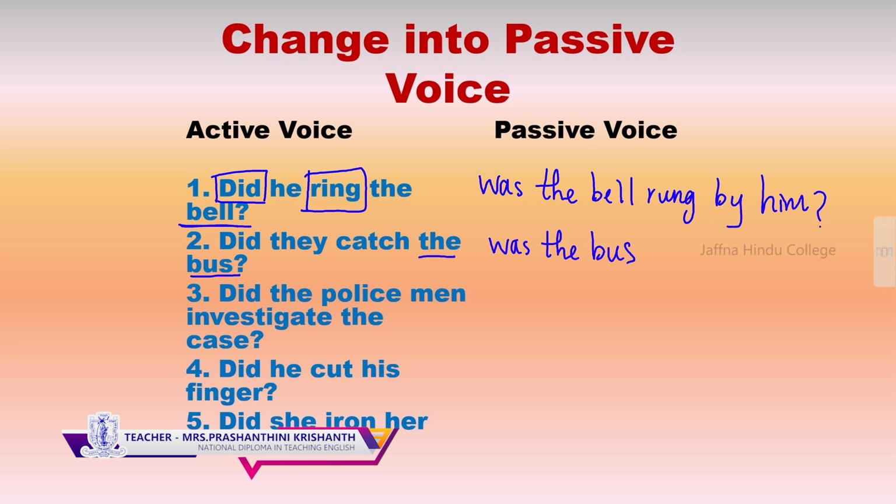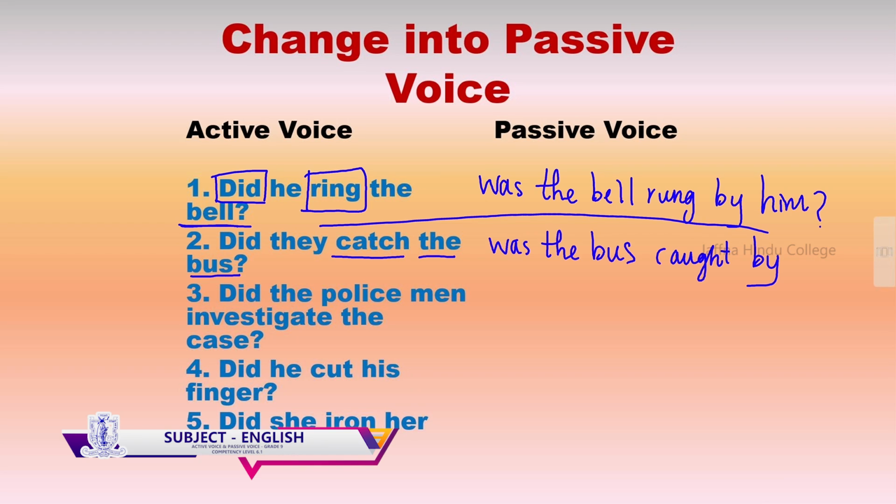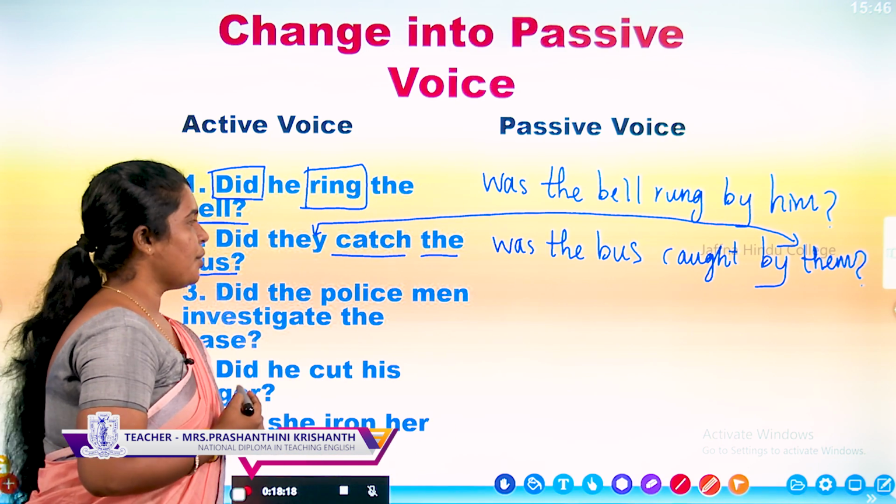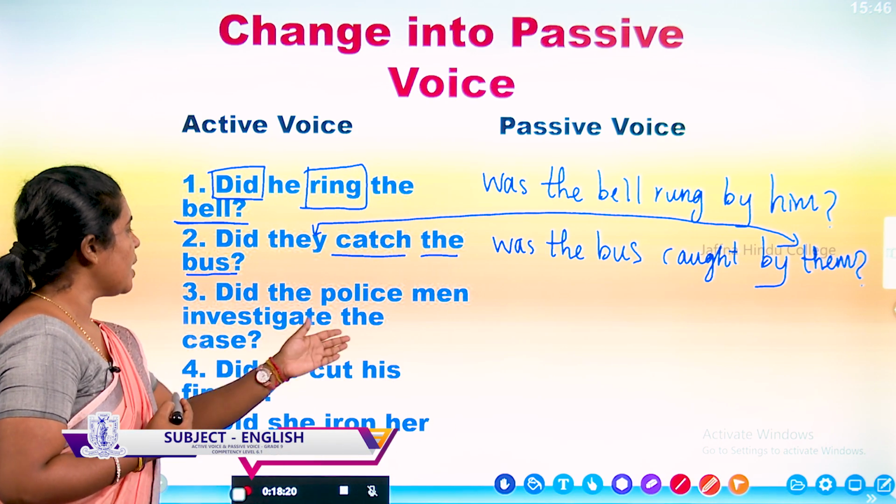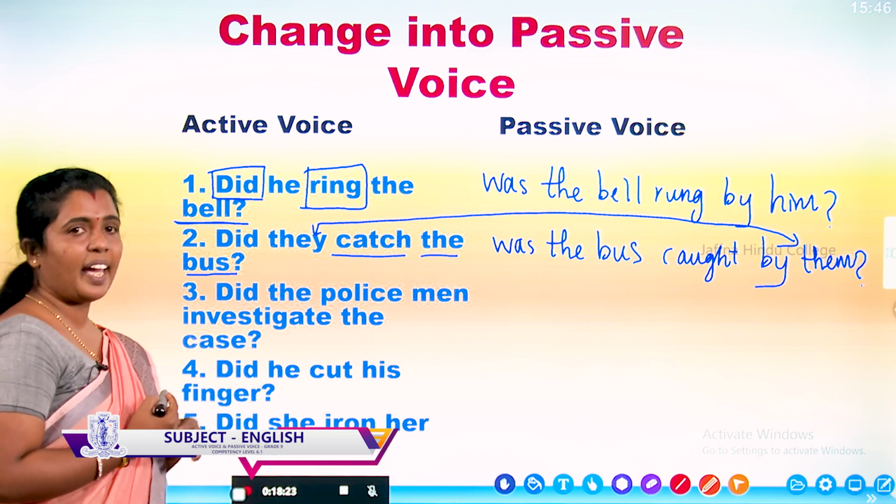What is the verb here? Catch. So, you have to see the past participle form of catch. Caught. Was the bus caught by whom? They will be changed there as them. Okay? They will be changed as them. So, was the bus caught by them? Question mark.